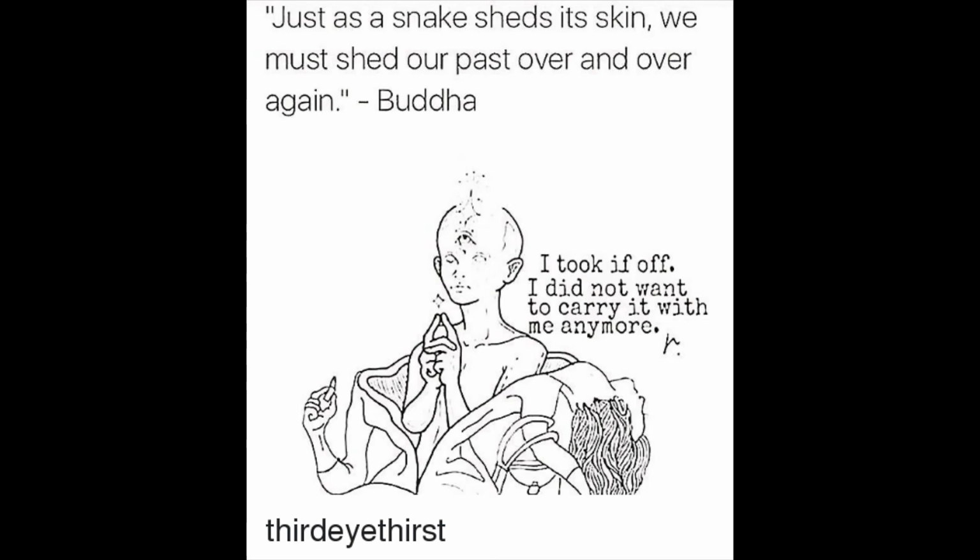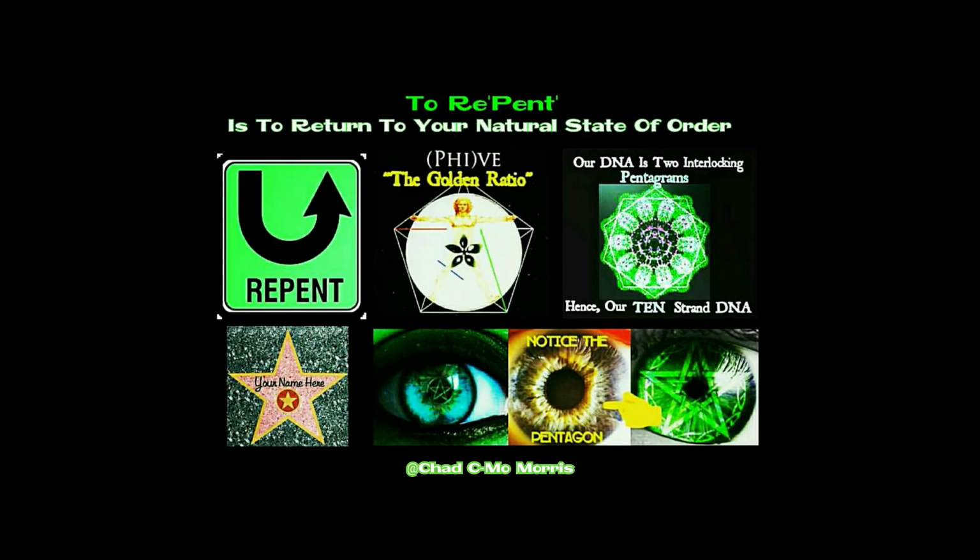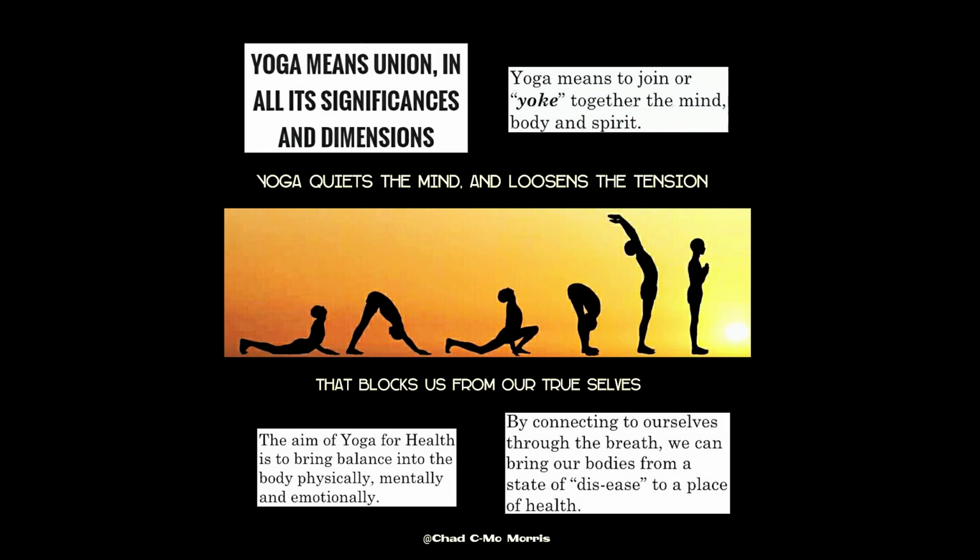This is what I believe the original term to repent stems from, because to repent means to return to our original state of order. Repent, as in return to penta. Penta meaning 5, like the pentagon or 5-sided star we stem from, which I will cover more of in a later presentation. The next factor for achieving bliss that I want to cover is exercise and yoga.